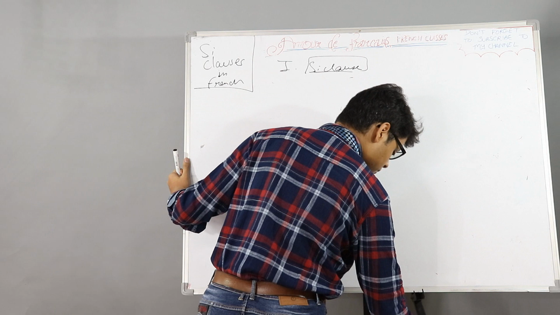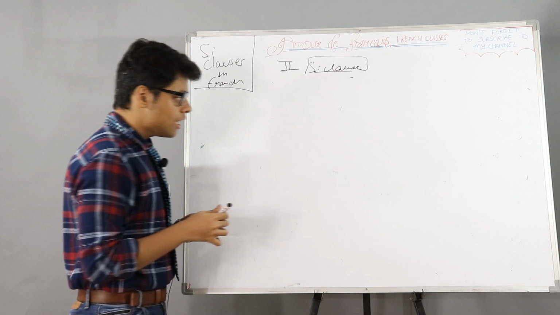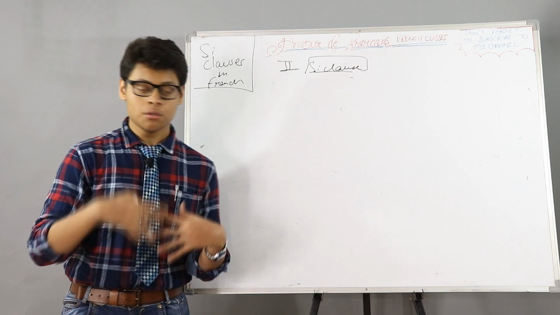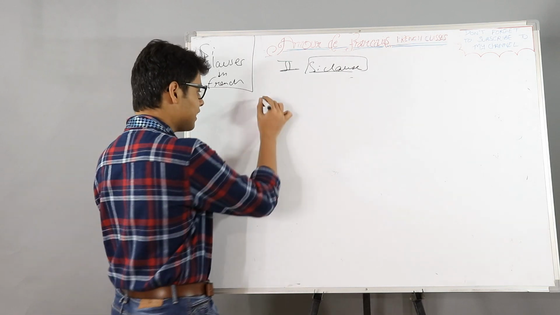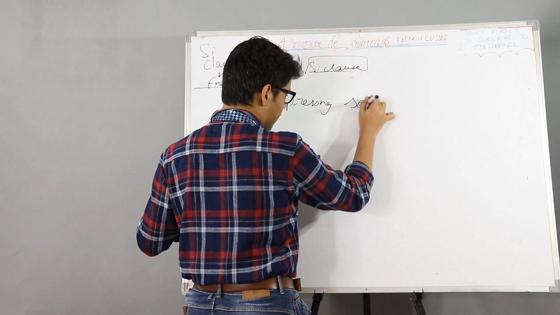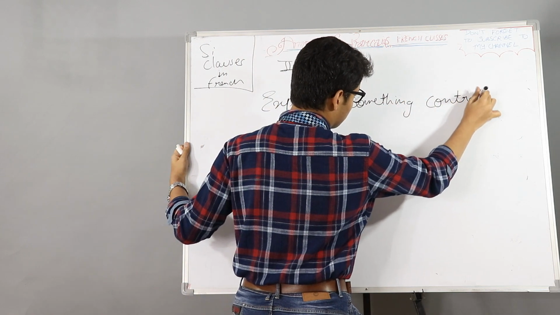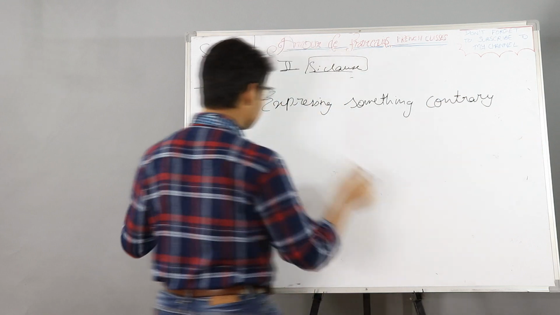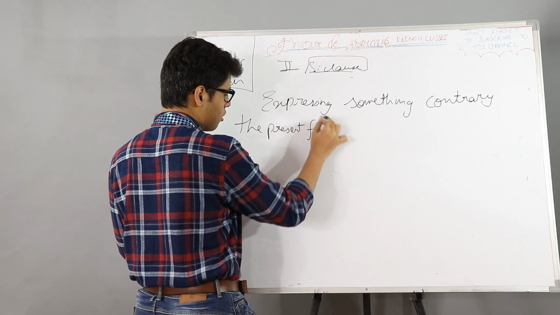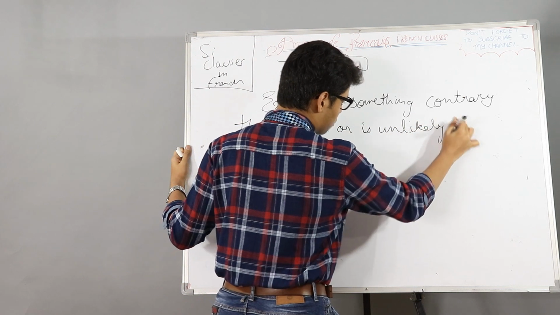Moving towards si clause number 2, which is "si plus imparfait" is présent conditionnel, or "si plus présent conditionnel" is equal to imparfait. So the use is expressing something contrary, which means against the present fact, or is unlikely to occur.